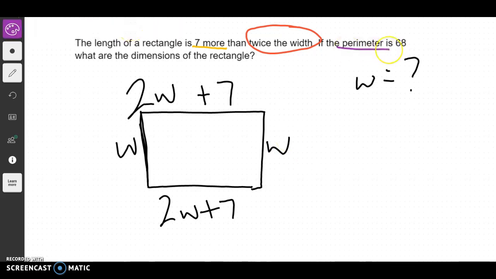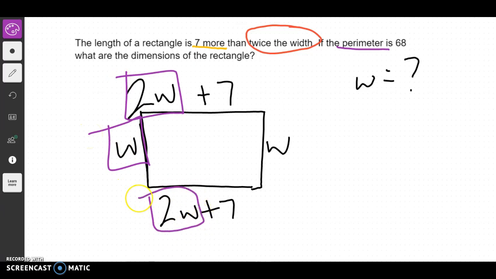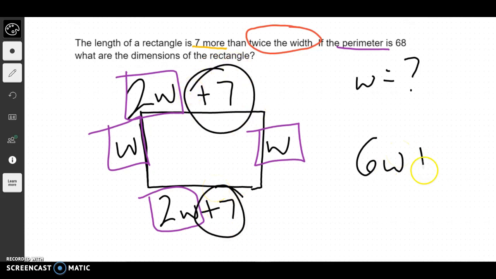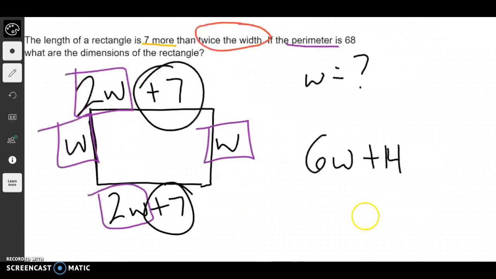They said they want the perimeter. But when I'm thinking about this, how do I find the perimeter? Well, I find the perimeter by adding up all the sides. So if I add up 2w plus 7, w, 2w plus 7, and w, I normally like to count my w's. So I have 2, 3, 4, 5, and 6. So I have 6 w's. Then I like to count my whole numbers, so that's 7 plus 7, which is 14. And we know that this should equal 68.